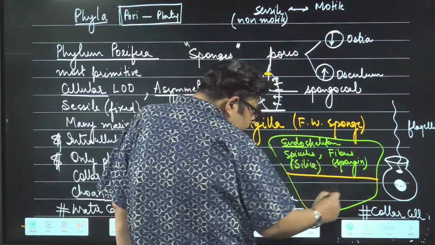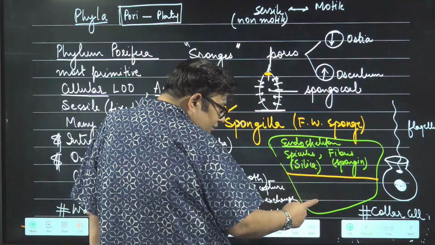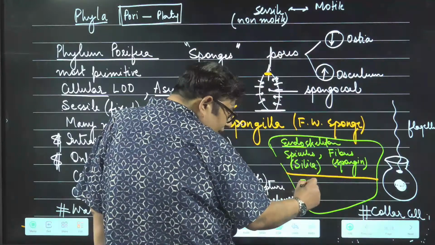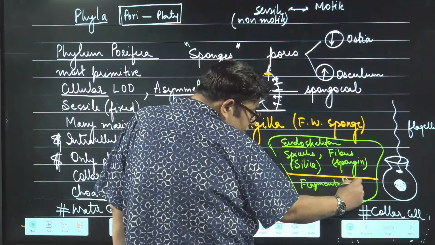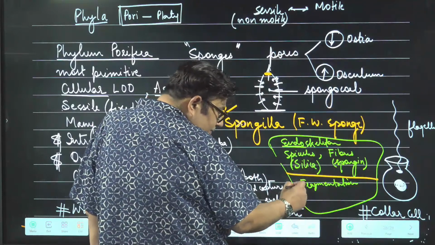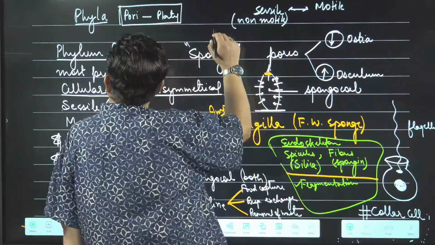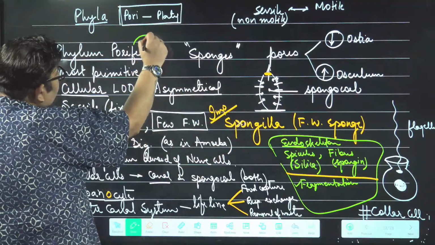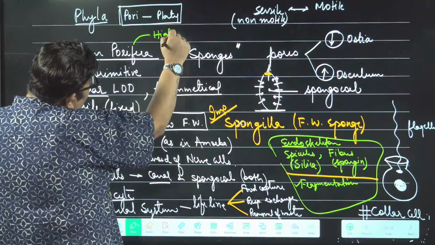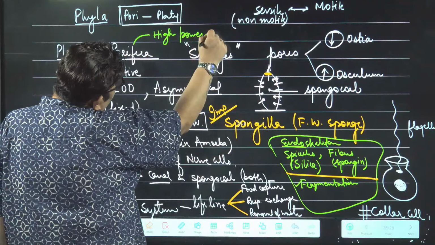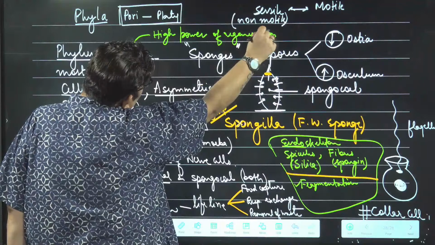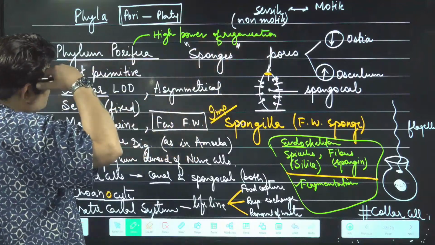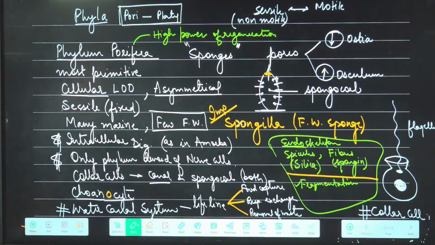One more thing, they reproduce both asexually as well as sexually. Asexually by fragmentation, as well as sexually. This phylum has a very high power of regeneration, the highest power in fact. Among the phyla, if you have to give the name of a phylum with the highest power of regeneration, you can say phylum Porifera. Fragmentation, asexually.